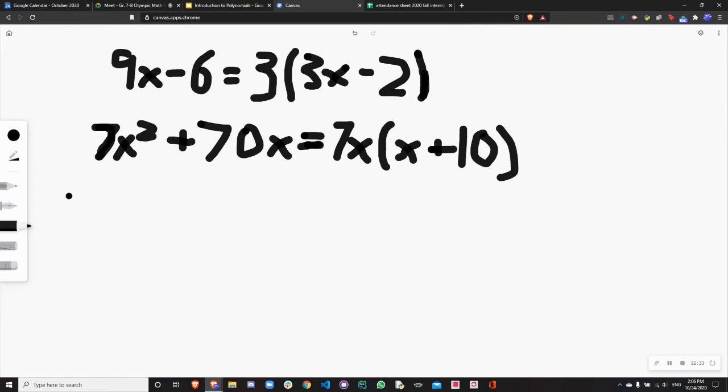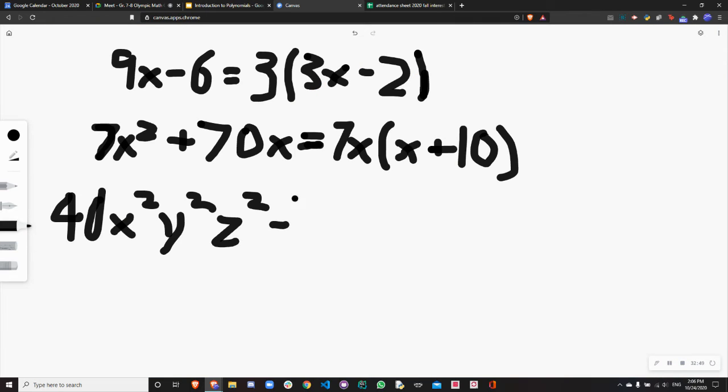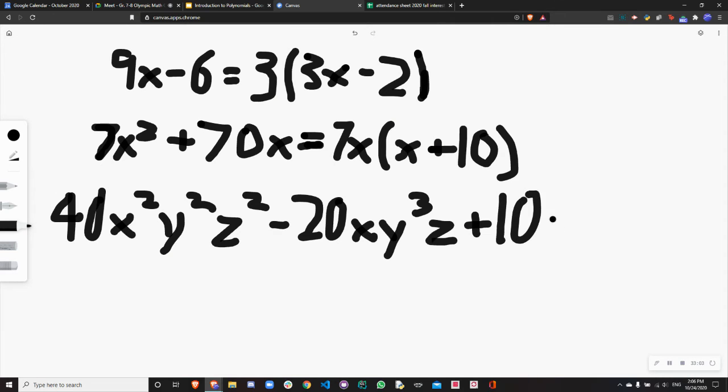Question 3 is pretty complex. Let's try to tackle it. So for the x squared, the y squared, z squared, we have 3 variables here. Minus 20x y cubed z. And I believe the last term was like, yeah, 10x y squared z. All right, so we have loads of variables here.